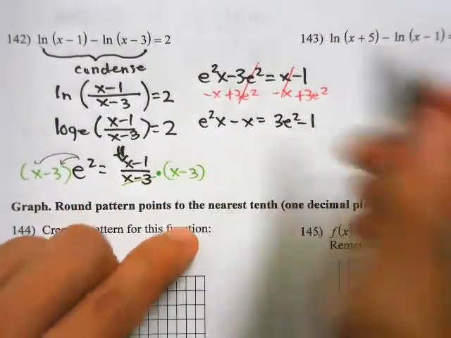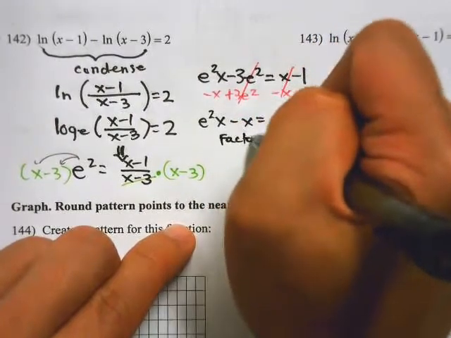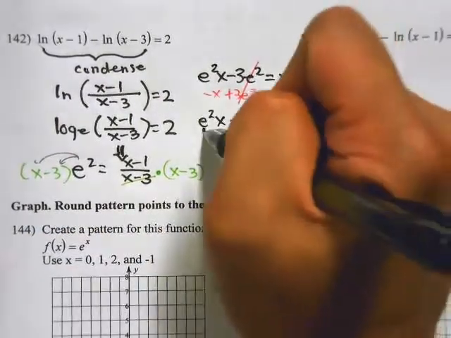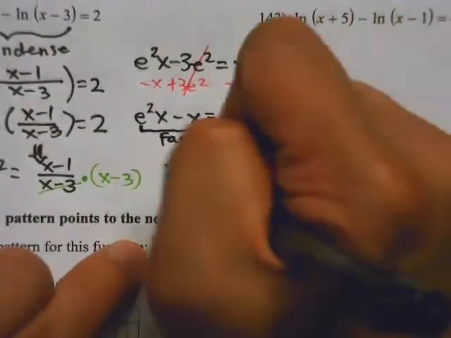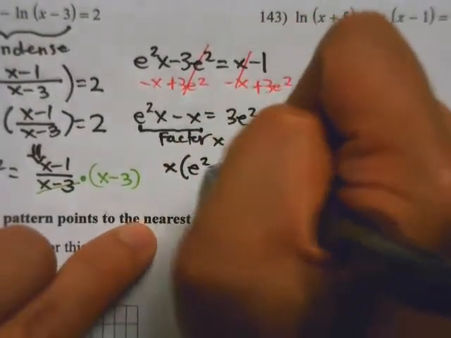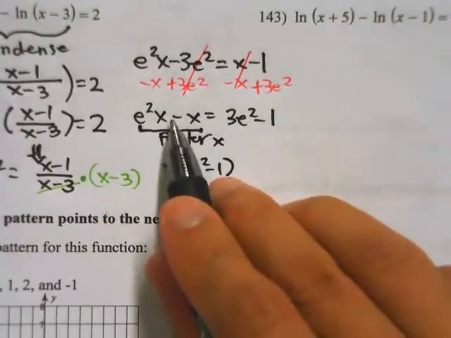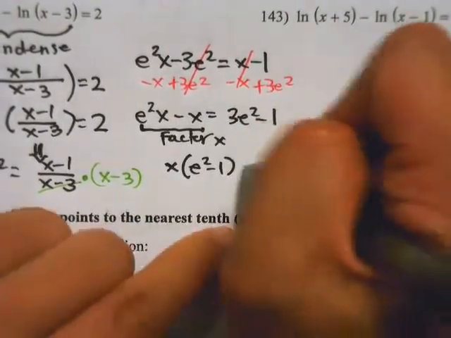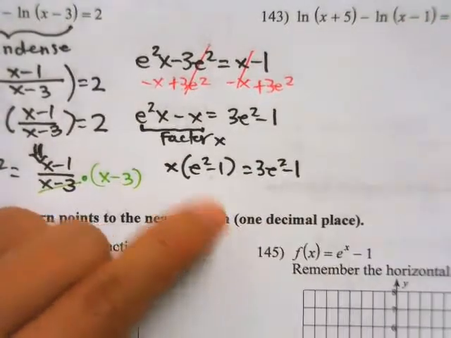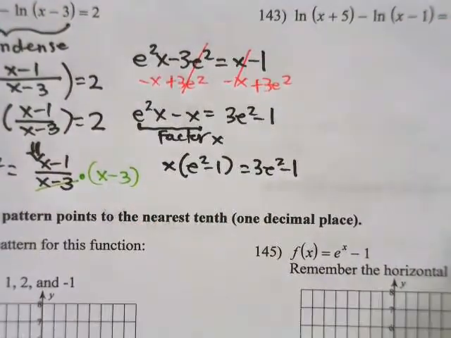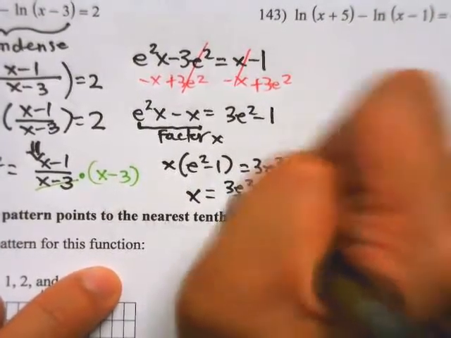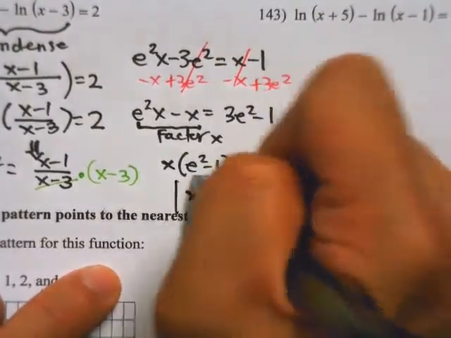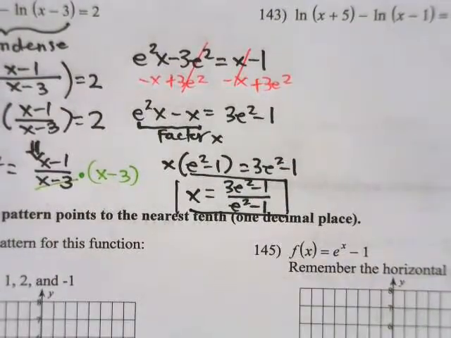And now I'm going to factor the x over here. x times e squared minus 1. Okay, so those x's are gone. Is equal to 3e squared minus 1. And then you're going to divide both sides by e squared minus 1. x equals 3e squared minus 1 over e squared minus 1. Woo! This should do it.